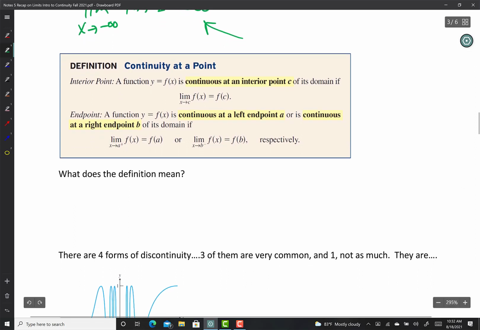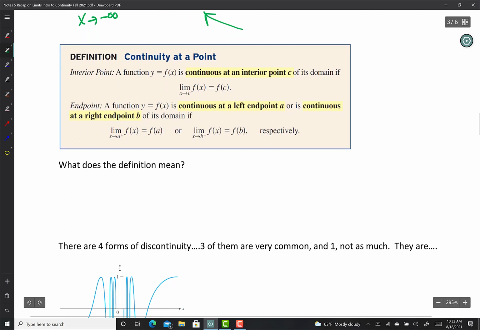All right, here we go. Ready for the definition of continuity? It's a very easy definition. The definition that you were told when you were in middle school is if you can draw the graph without lifting your pencil, it is continuous. And I think that's true for the most part. If you can draw a graph without lifting the pencil, it's continuous. Cool? All right.